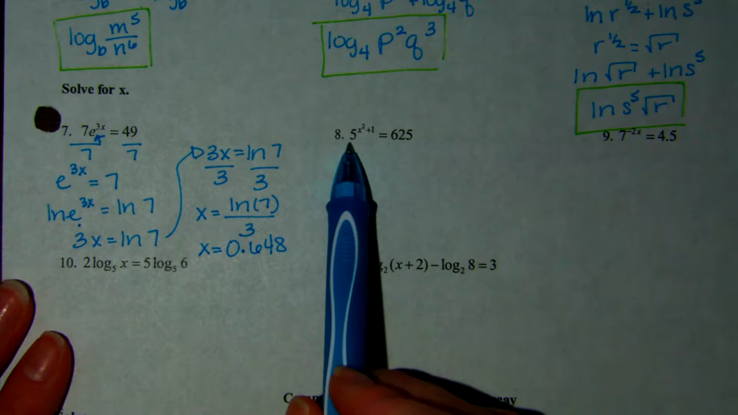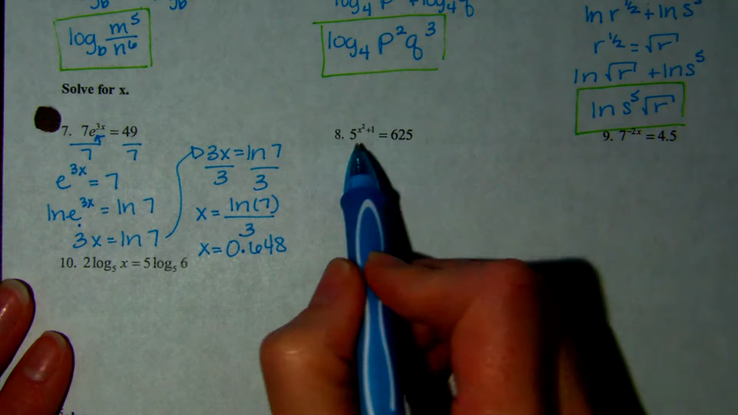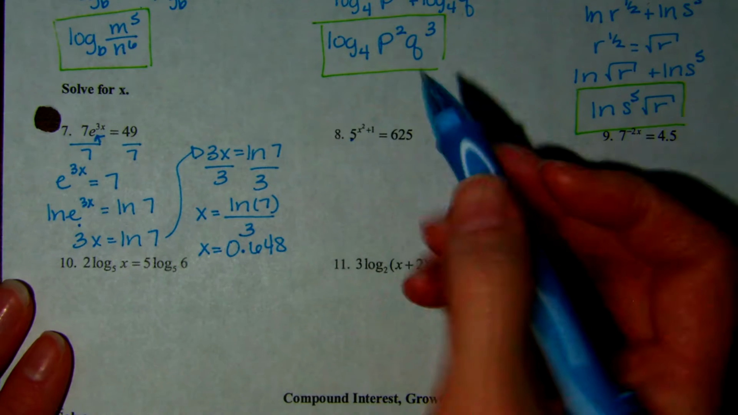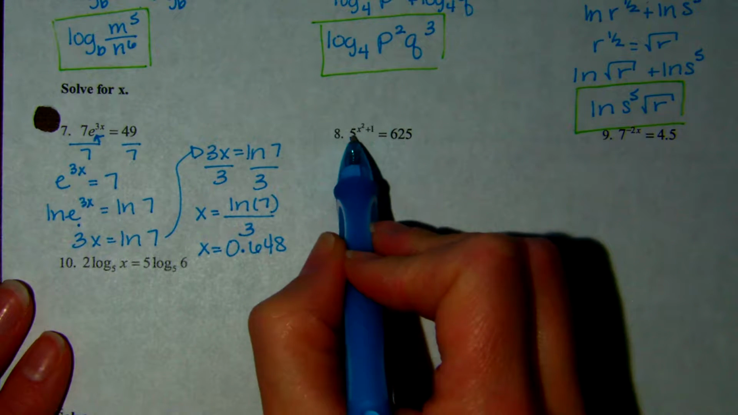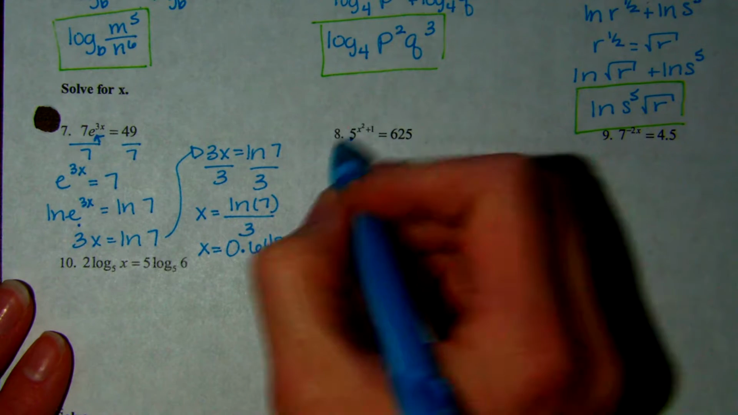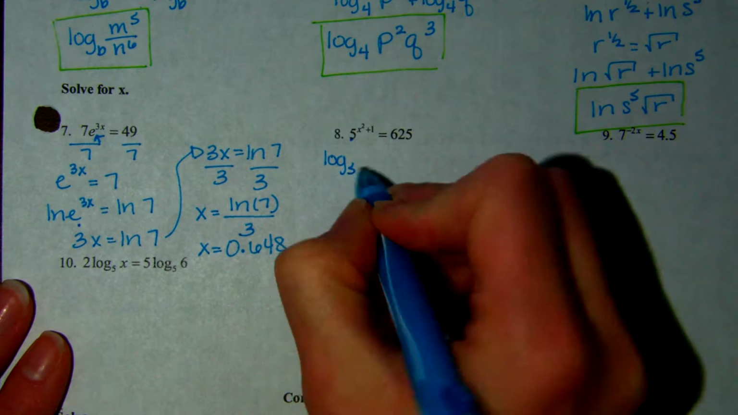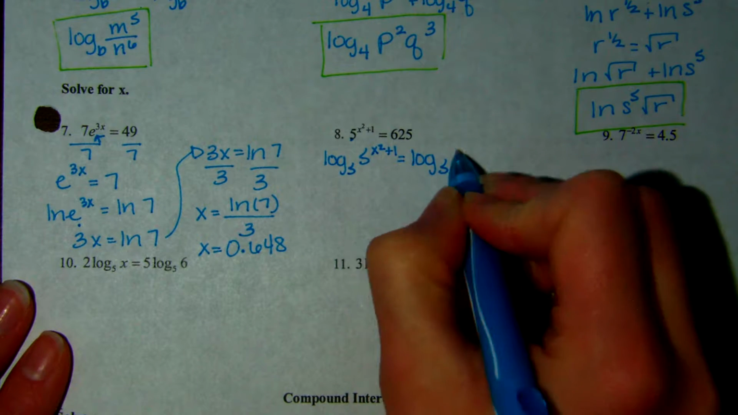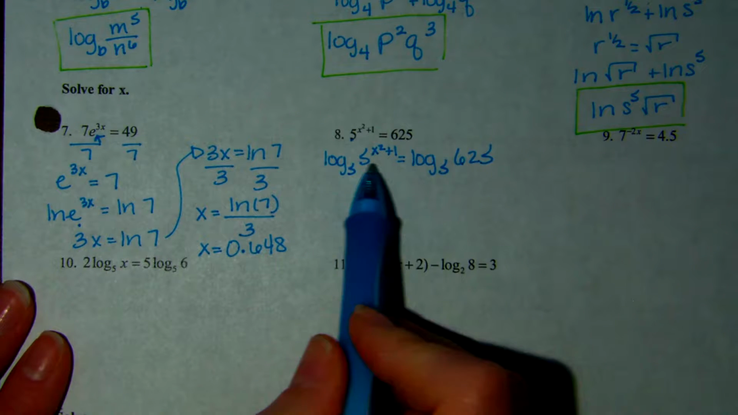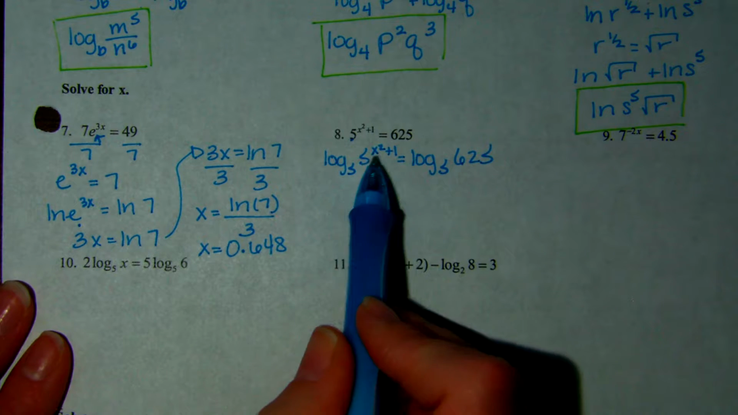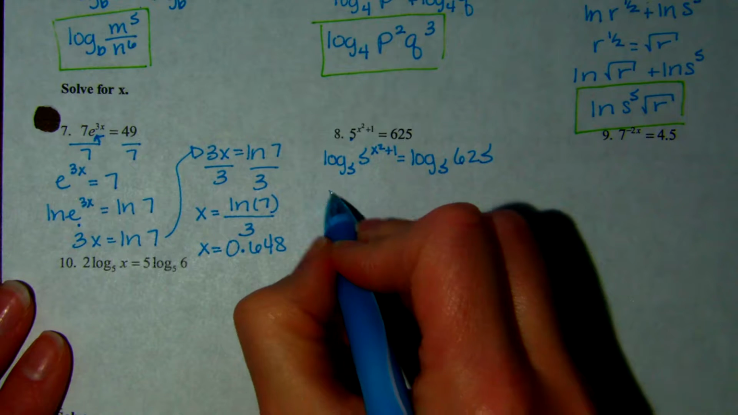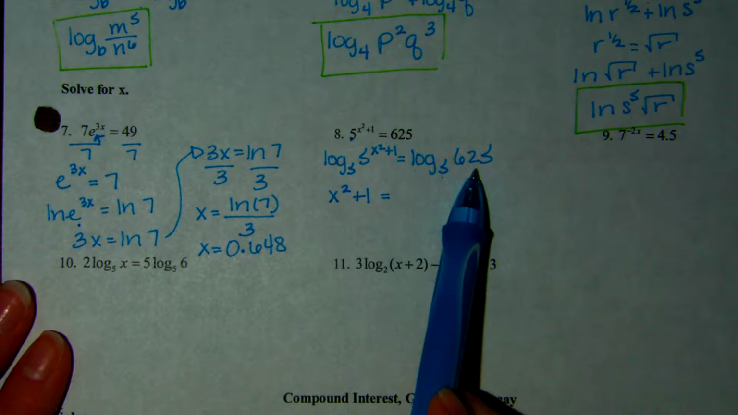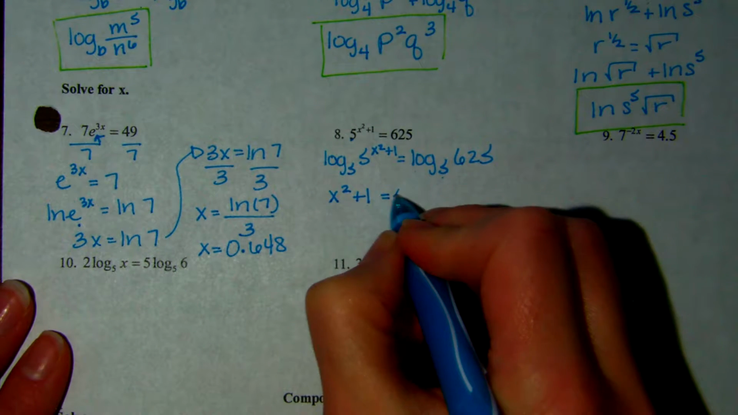For number 8, again, the first thing we do is get the thing with the exponent alone, and in this case that's a 5, and it is alone, so I don't need to worry about that. And so the next thing we do is take the log of both sides with this base right here. So this is log base 5 of 5 to the x squared plus 1 is equal to log base 5 of 625. What happens when we take the log base 5 of 5 to the x squared plus 1 power is that it just becomes x squared plus 1. Log base 5 of 625 is 4.